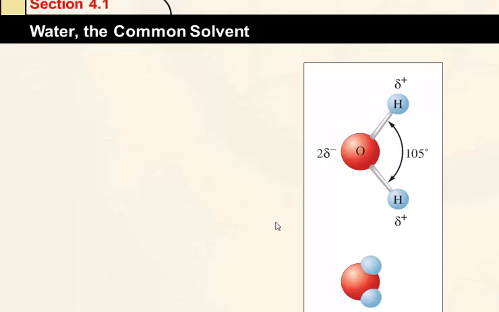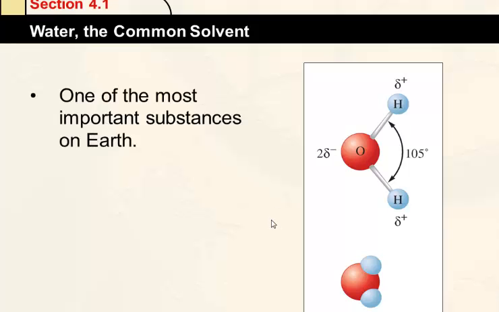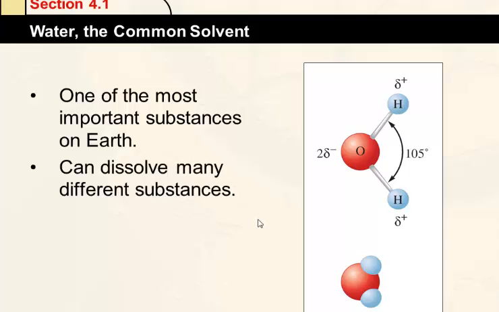First of all, water is known as a common solvent. The reason is that it's very important and it can dissolve many different substances. It can dissolve polar and ionic substances very well, and there's a lot of those in our everyday life.